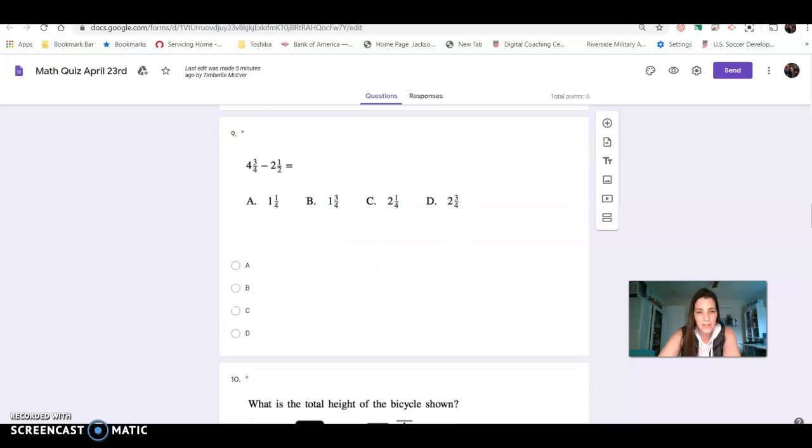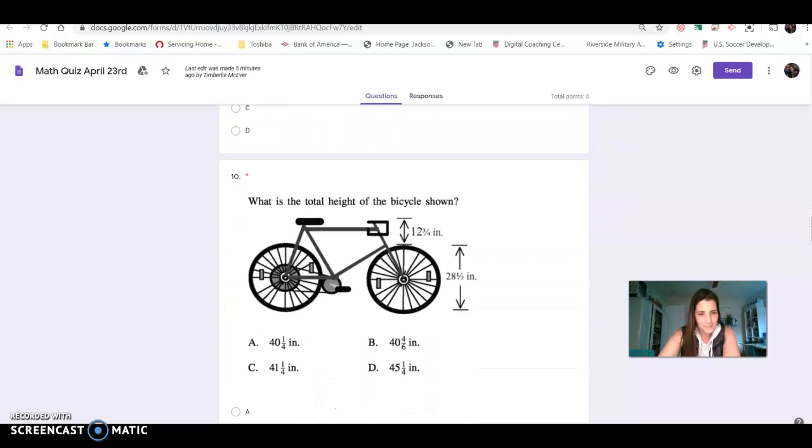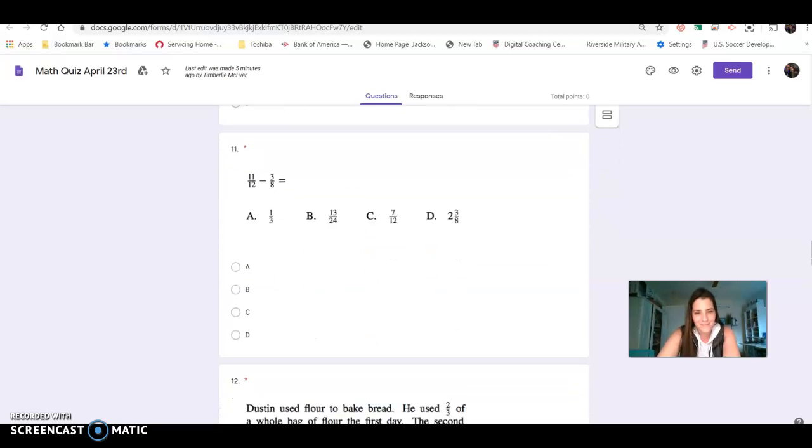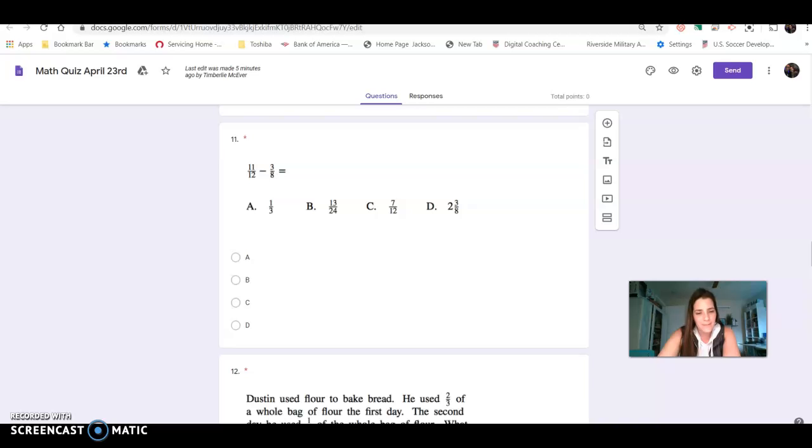Number 9, I don't need to read. Number 10, what is the total height of the bicycle shown? Hang on. What is the total height of the bicycle shown? We're good for 11.